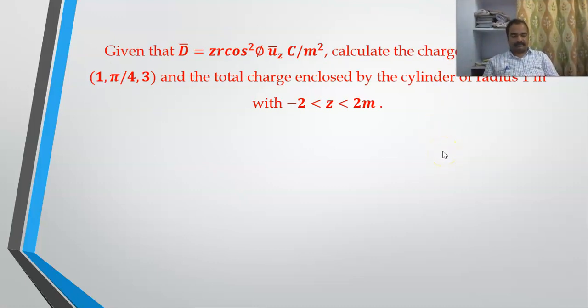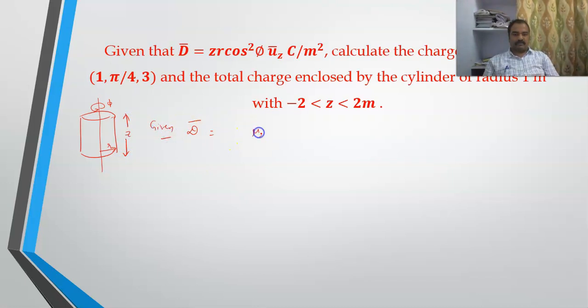Now in this problem, I will start with the basic shape of a cylinder. This is the axis of the cylinder, this indicates the radius, this indicates the angle, and this indicates the height. Given D bar, the a_r component is 0, the a_phi component is 0. The only component present is the a_z component, which is z r cos square phi. Only one component is present.